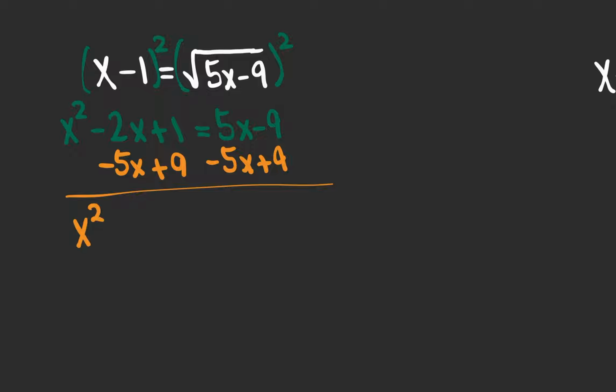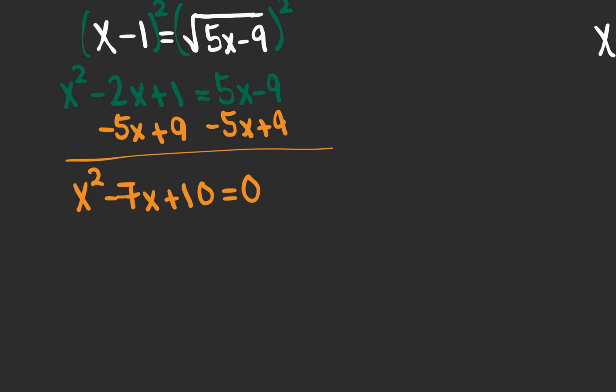This will leave us with x squared. Negative 2x minus 5x will leave us with negative 7x. Positive 1 plus 9 will give us positive 10 is equal to 0. From there, looking at this quadratic, we notice right away that the factors are going to be x minus 5 and x minus 2.